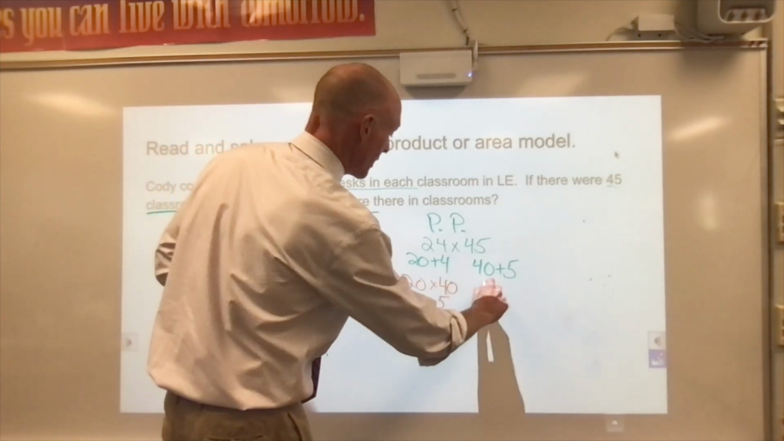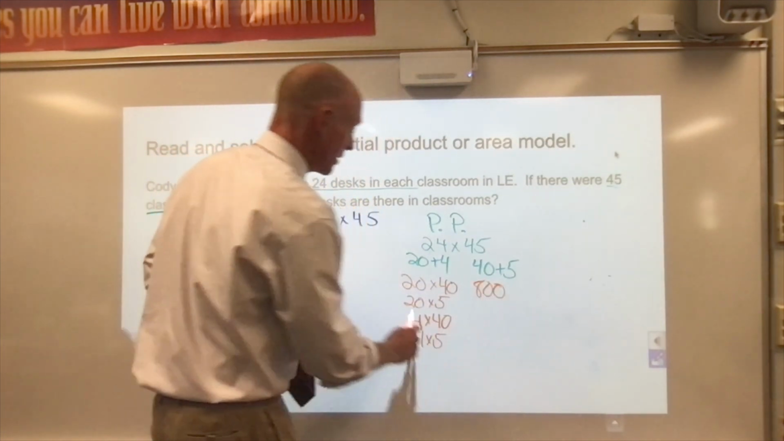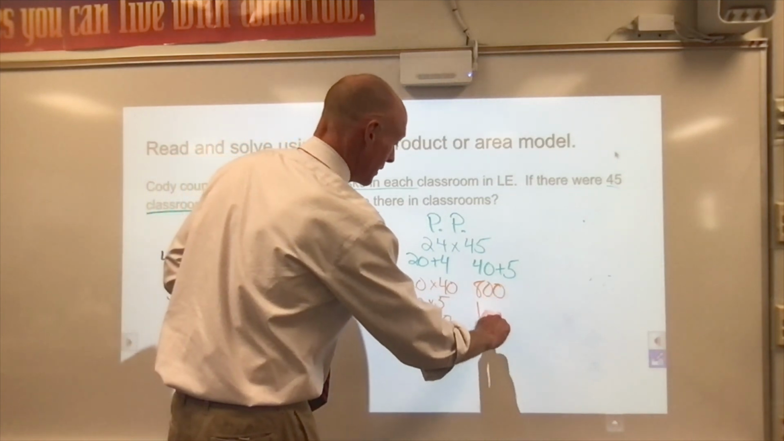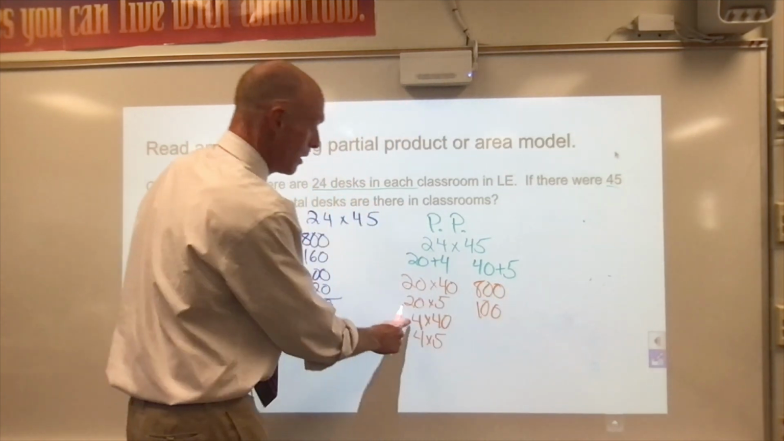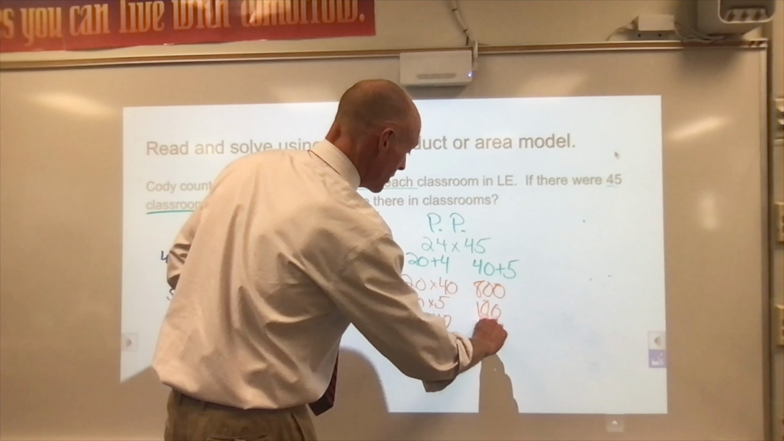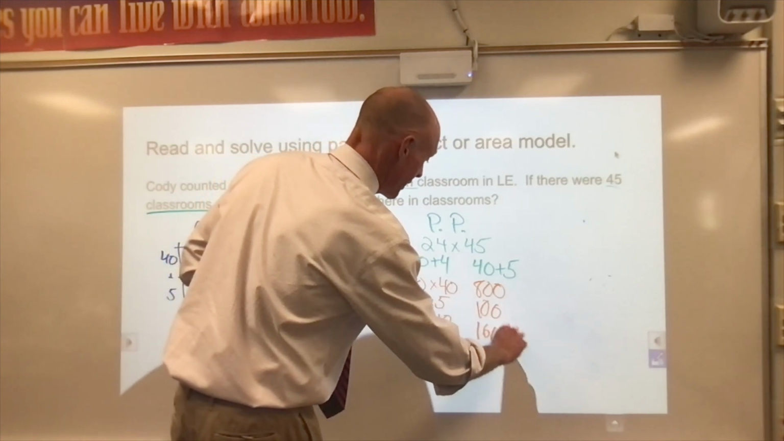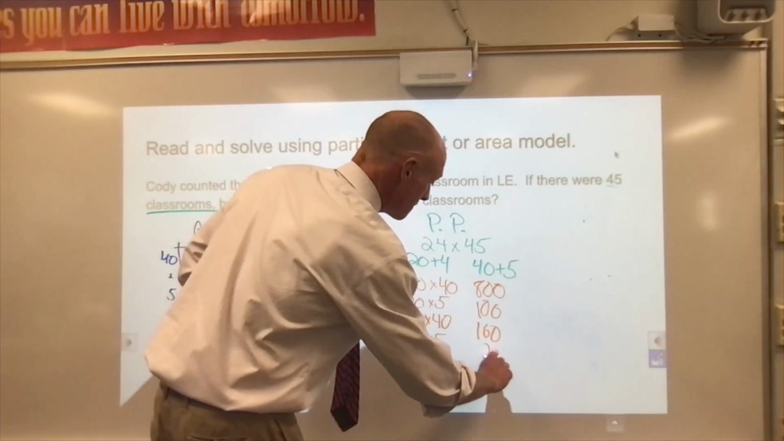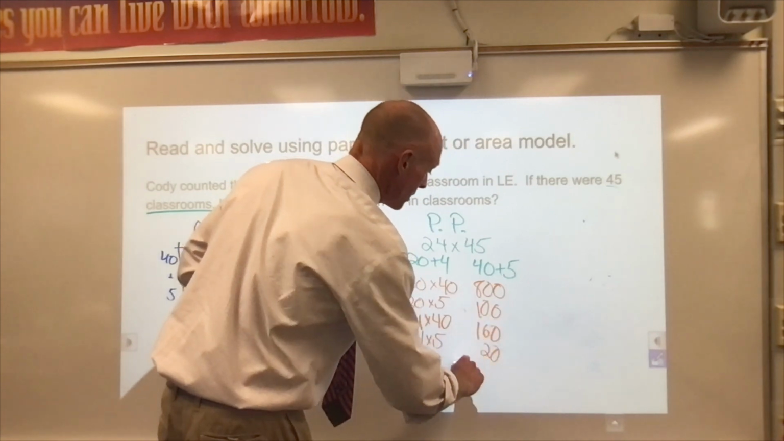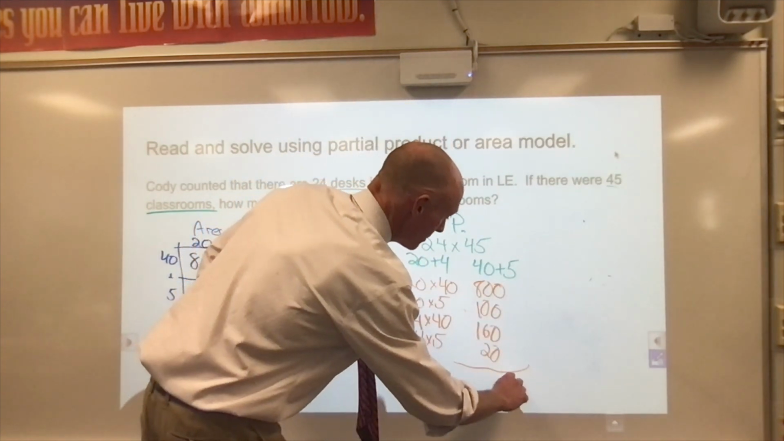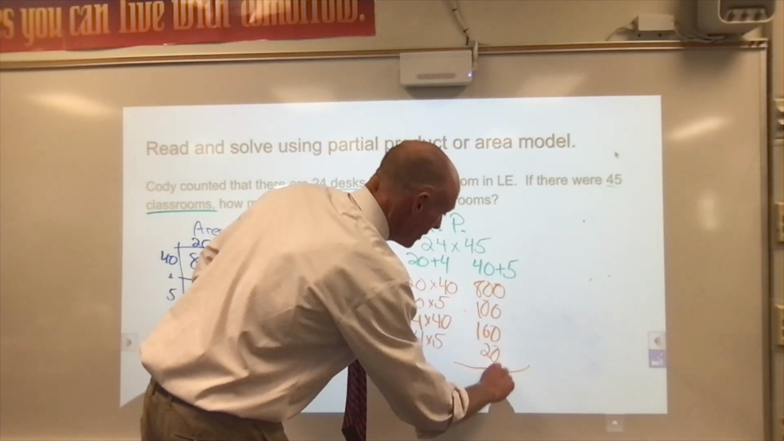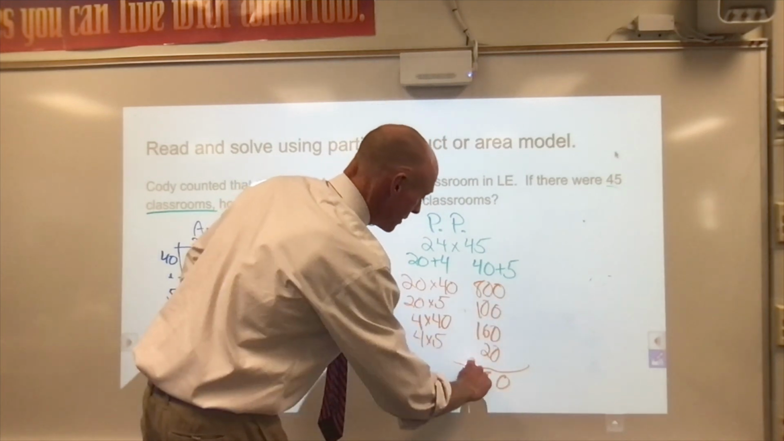2 times 4 is going to be 8 and 2 zeros. 2 times 5 is going to be 10 plus a 0. 4 times 40 is going to be 160. And 4 times 5 is 20. Add those up. 0, 8, 8, 9, 10.